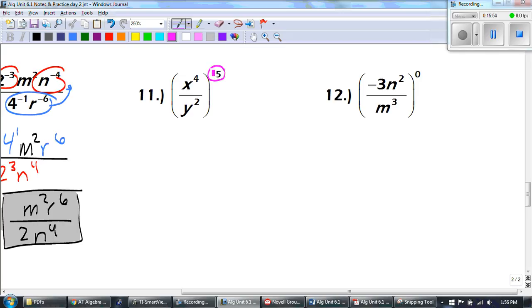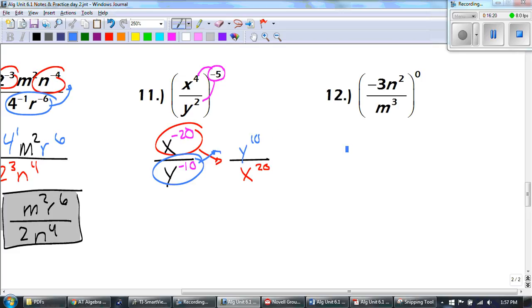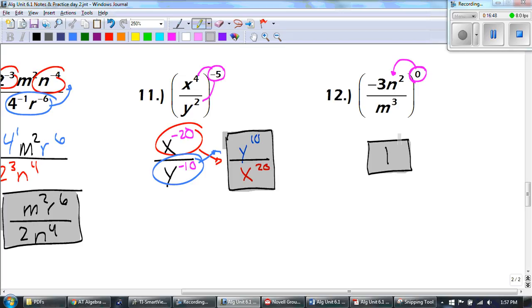All right, number 11, I have to distribute that -5 to everything. So 4 times -5 is -20. 2 times -5 is -10. If my exponent's negative, I'm going to drop it like it's hot. If it's already on the bottom, I'm going to bring it to the top. I can't subtract those because they are different variables. They're different bases. And number 12, my exponent is 0, so my base turns into 1. Yeah, that's it. No negatives out front, so you don't have to worry about that.